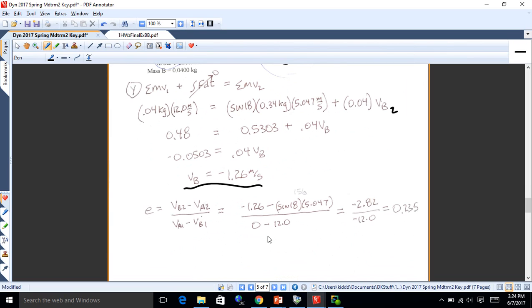Now, when you do E, you've got to do it directionally, okay? So you've got VB2, which is 1.26, and you got to put the signs in there too, so that's a negative. Then you'll have minus, because that's part of the formula, VA2, which is sine 18 times 5.047. Okay, and then VA1 in the y direction, which is how we're analyzing this, is 0. And then VB1 is 12. Okay, so when you plug all that in, you get 0.235.